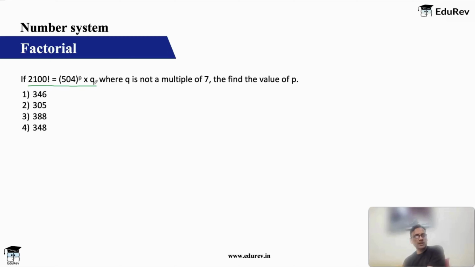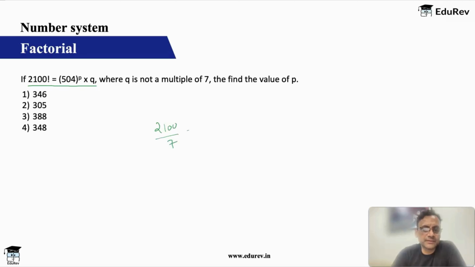Q is not a multiple of 7 is very important here, because 2100 factorial definitely will have 7s, right? And all the 7s have gone into 504 to the power q. Okay, so let's do one thing first. Let's find out how many 7s 2100 factorial has.